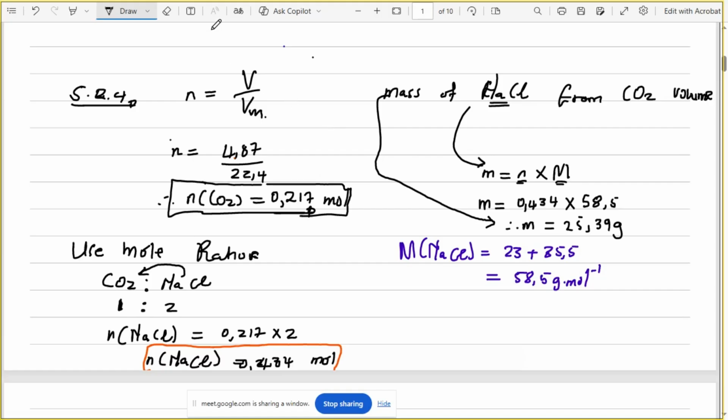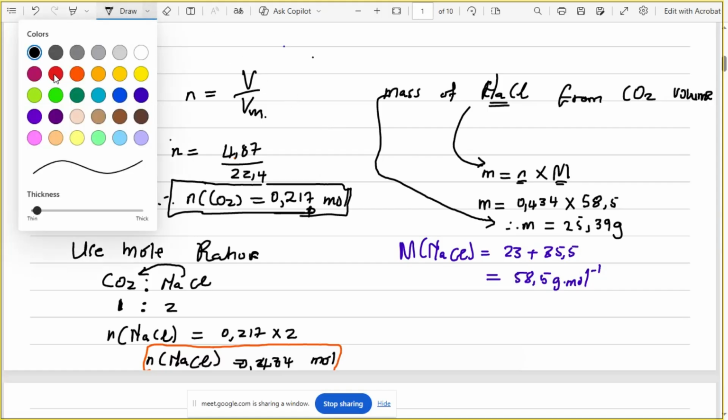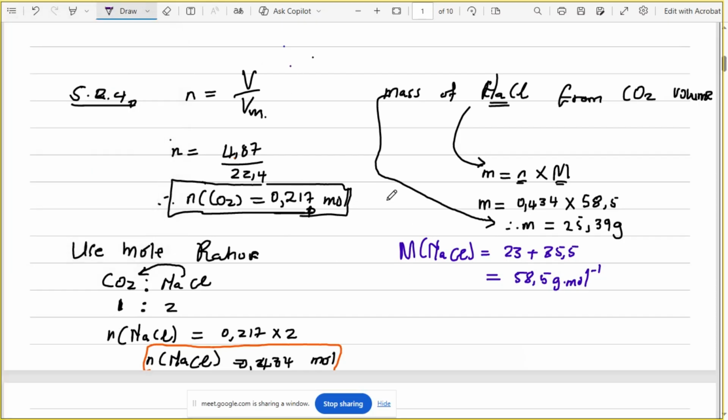I'm not sure if you are following the steps, because it's very important to follow the steps, understand where we start, what you need to calculate, and how to use the mole ratio. Very important. You understand? Yes, sir.